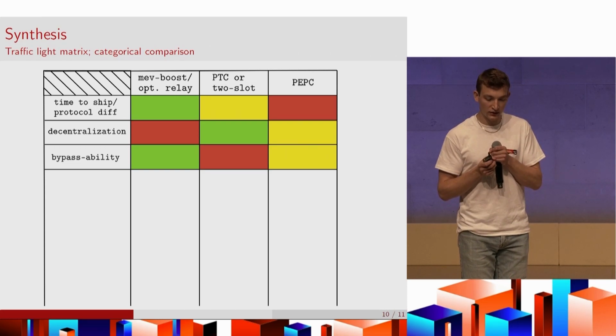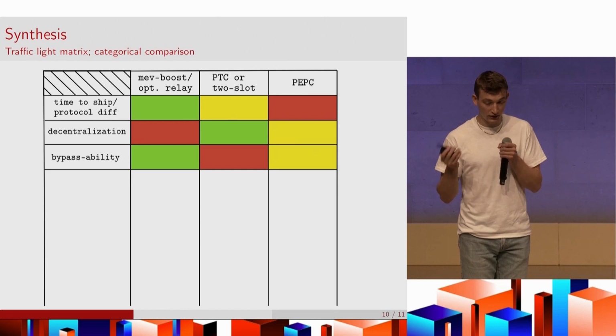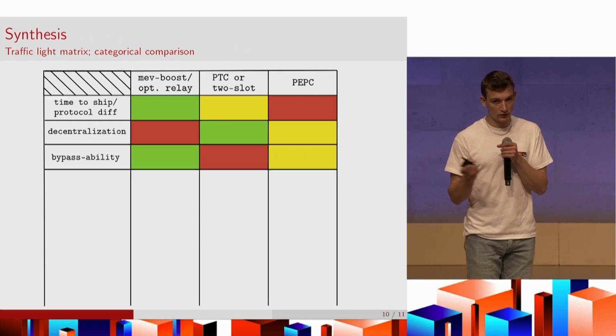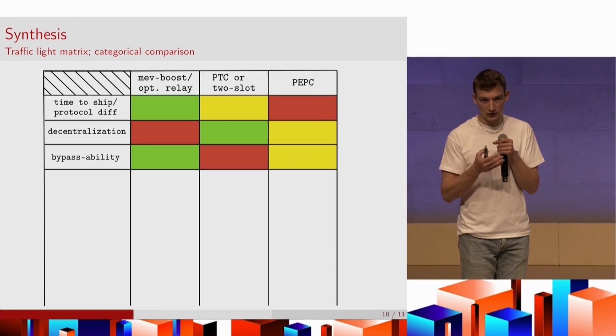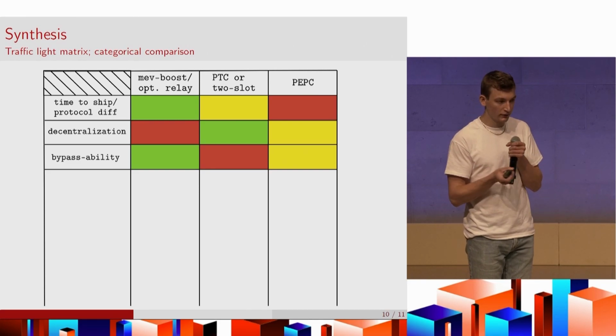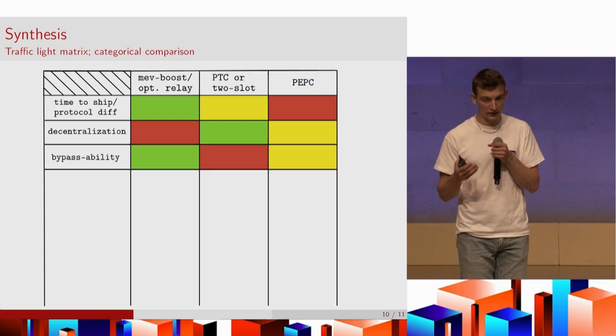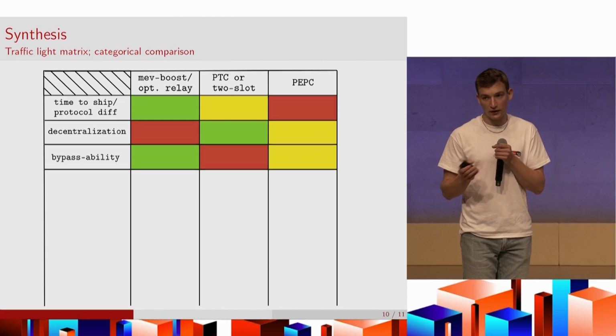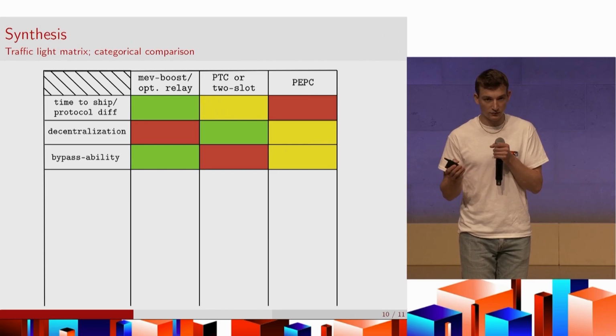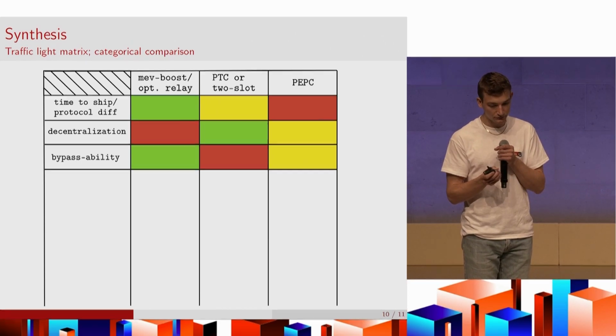So MevBoost, I say, is not really bypassable, or it's green in that regard, because the builders already have close relationships with the relays. The relays do the builder's job of connecting to the validators. So there's not really any incentive for builders, as currently existing today, to go around the relay, because the relay is essentially subsidizing the builder's job for them.